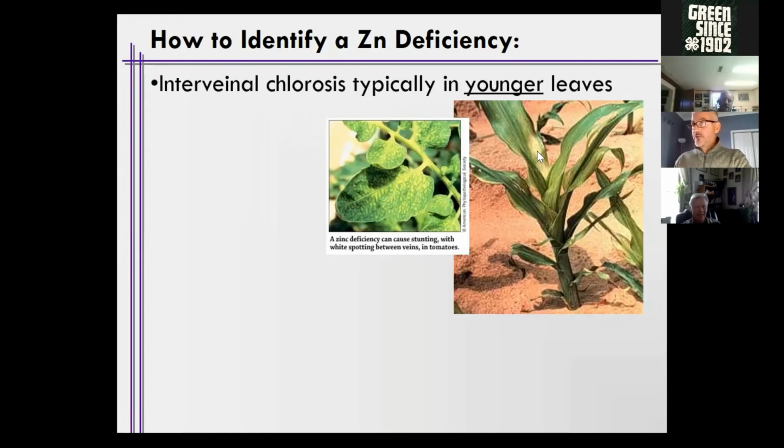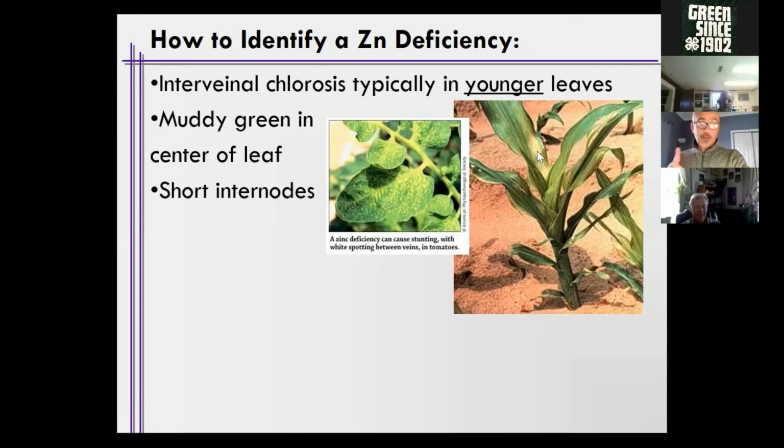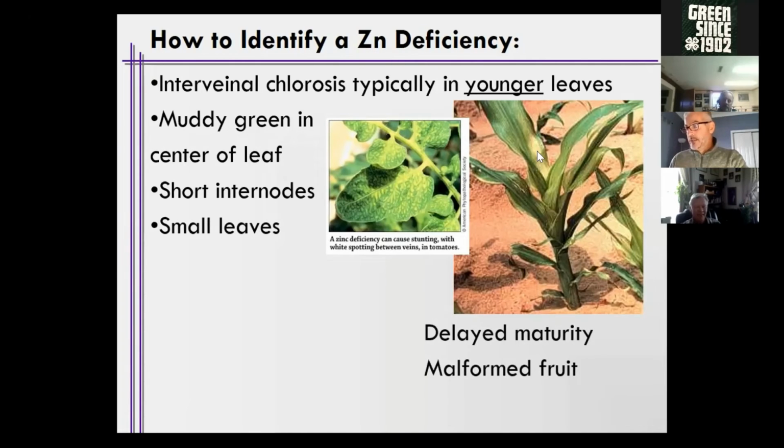Okay, interveinal chlorosis typically in younger leaves. You have this muddy green or yellow in the leaf center on younger leaves. Shortened internodes is classic. Smaller leaves is classic. And you might see delayed maturity or fruit that just looks malformed.